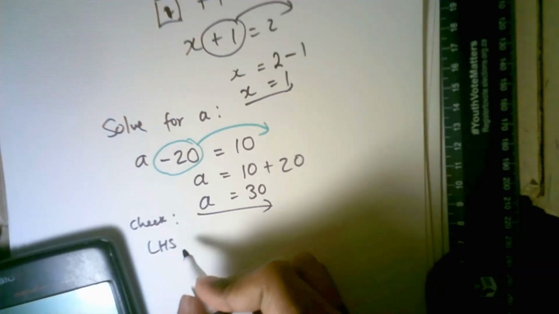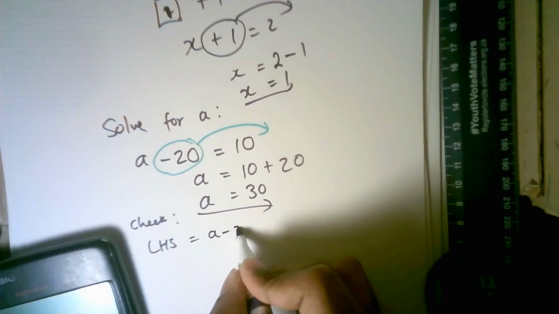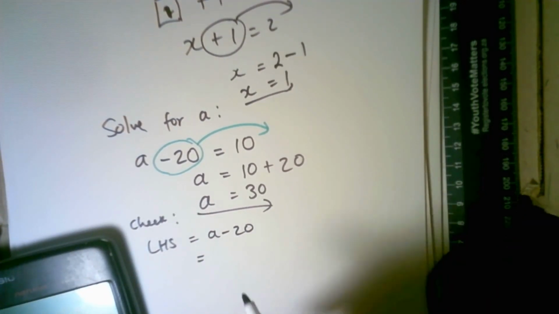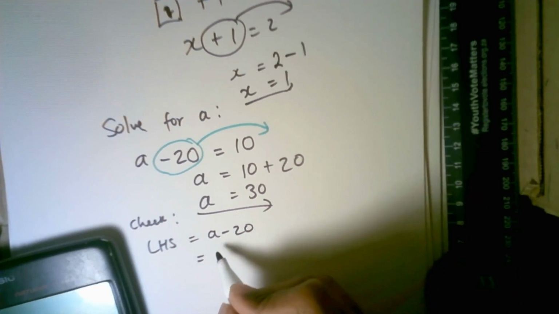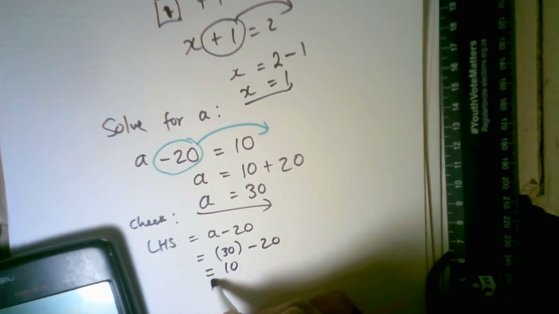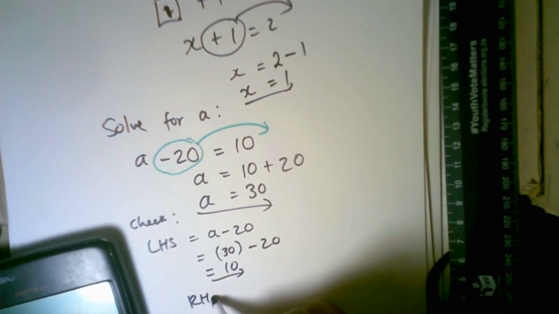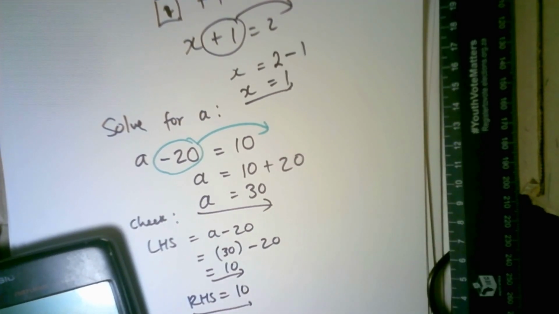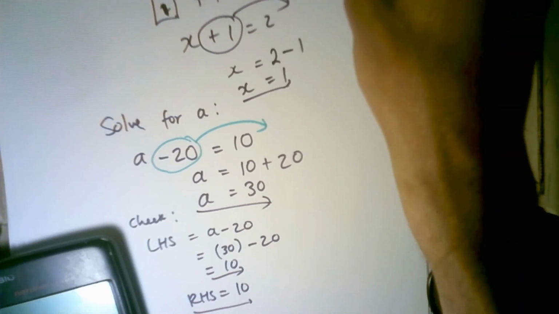So let's look at the left-hand side. The left-hand side is a minus 20. If I substitute 30 in the place of a, remember, whenever you make a substitution, you make use of brackets. So it's 30 minus 20 is equal to 10. The left-hand side is equal to 10, and my right-hand side is also equal to 10. So I know that my answer is correct. If the left-hand side is not equal to the right-hand side, then I most likely did something incorrect.